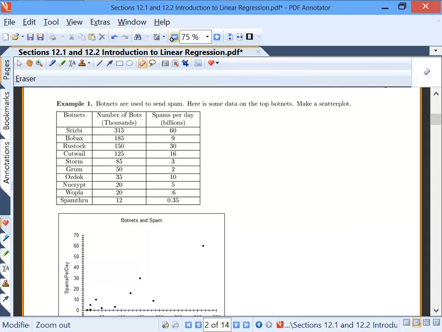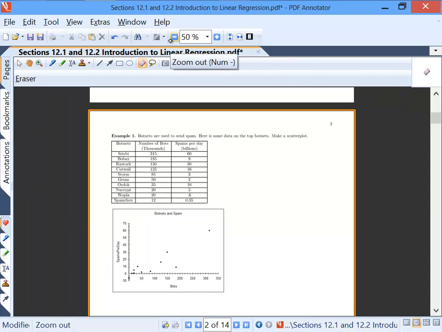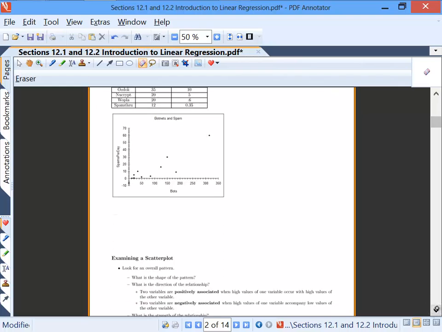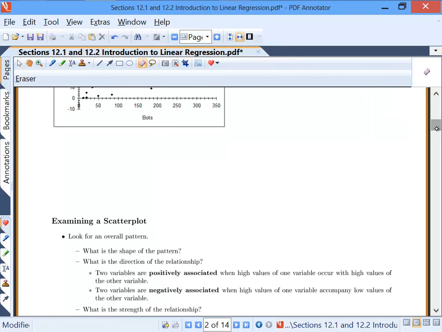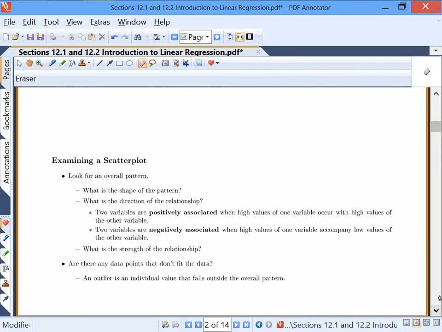So for example, botnets are used to send spam. Here's some data on the top botnets, and I said make a scatter plot, but I already made one for you. If you don't know how to make a scatter plot, come back and study this later. But it's just plotting your coordinate pairs. What we care about more, because I'm never going to make you make a scatter plot by hand, is examining the scatter plot.